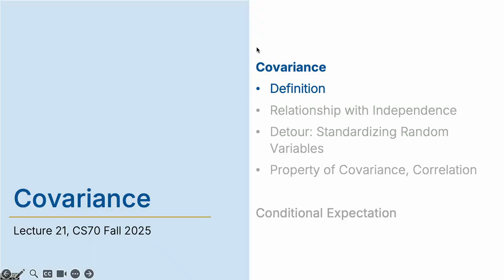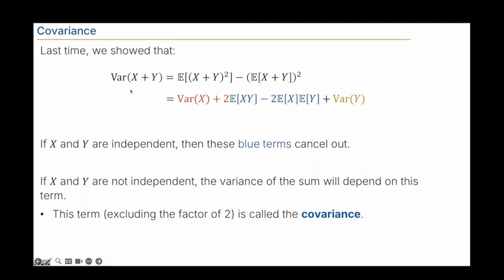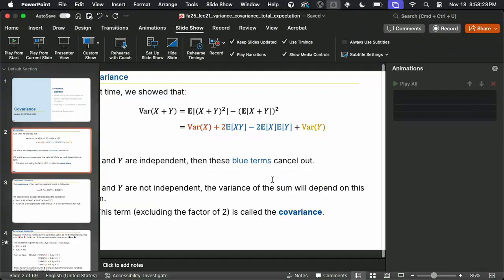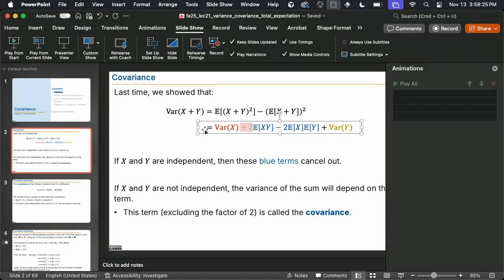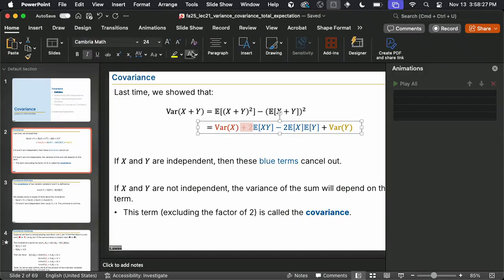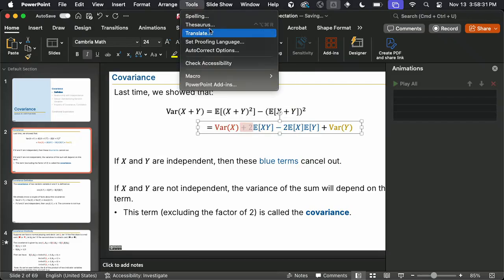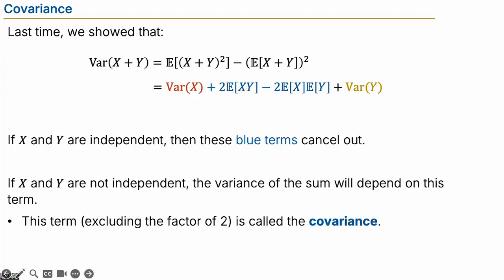Continuing along, last time we showed that the variance of X plus Y is this expression. In the middle, we have this blue term, and this one I will fix because it's easy. I don't know how that happened. I remember fixing that specifically. All right, so if X and Y are independent, then these blue terms cancel out.